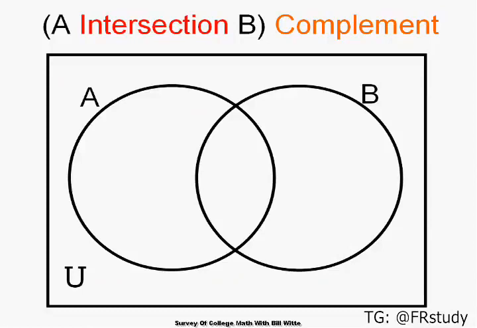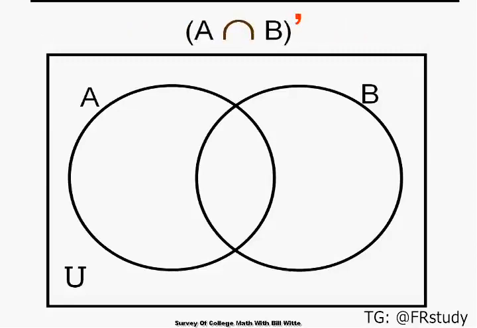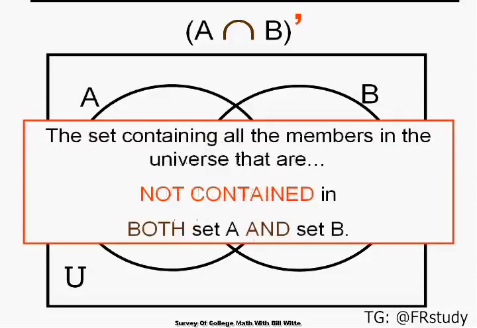Let's try A intersection B complement. How would we write that first of all? Yeah, just write A intersection B. Remember the intersection. I always remember the union is the U and the intersection is the other one, the upside down U. So figure out what the intersection would be and then do everything but the intersection. Everything not contained in both set A and set B.